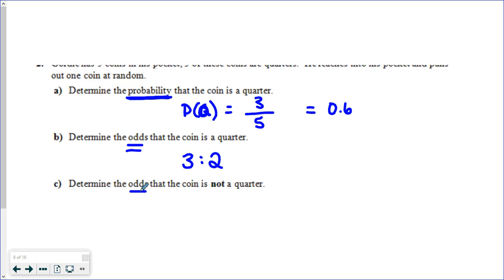And then the next one is the coin is not a quarter. So you kind of have to think in the reverse process, but not a quarter. So there are 2 coins that are not a quarter. So that's considered our favorable outcome.